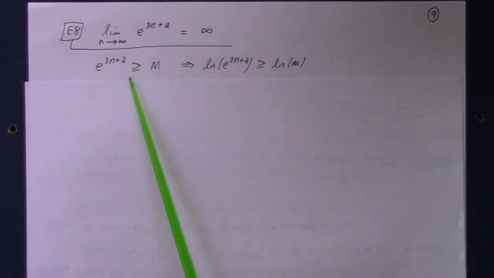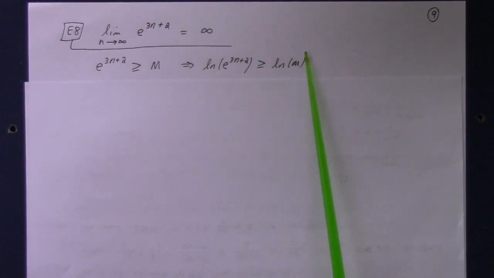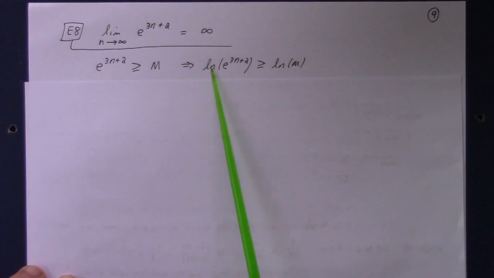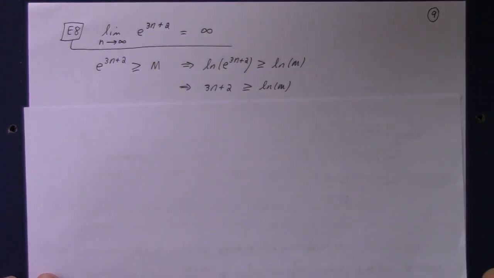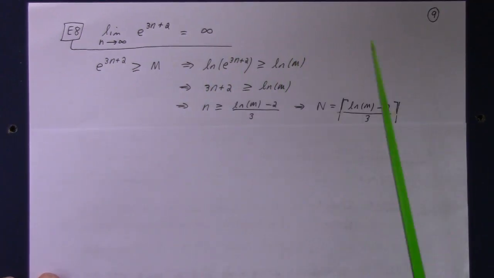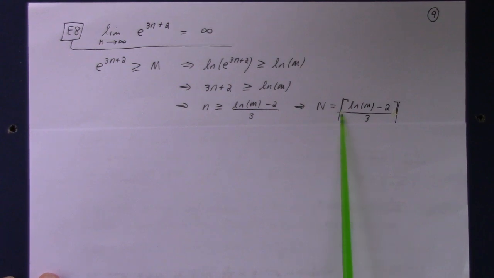All right. So I can take the natural log of this inequality. Natural log's an increasing function everywhere, so it preserves inequalities, like so. But then, of course, that's the inverse function to the exponential, so I get 3n plus 2 and the natural log of m. And then, all right, so that looks like I'm going to need n to be greater than or equal to the natural log of m minus 2, over 3. So maybe I should make big N the ceiling of the natural log of m minus 2, over 3.